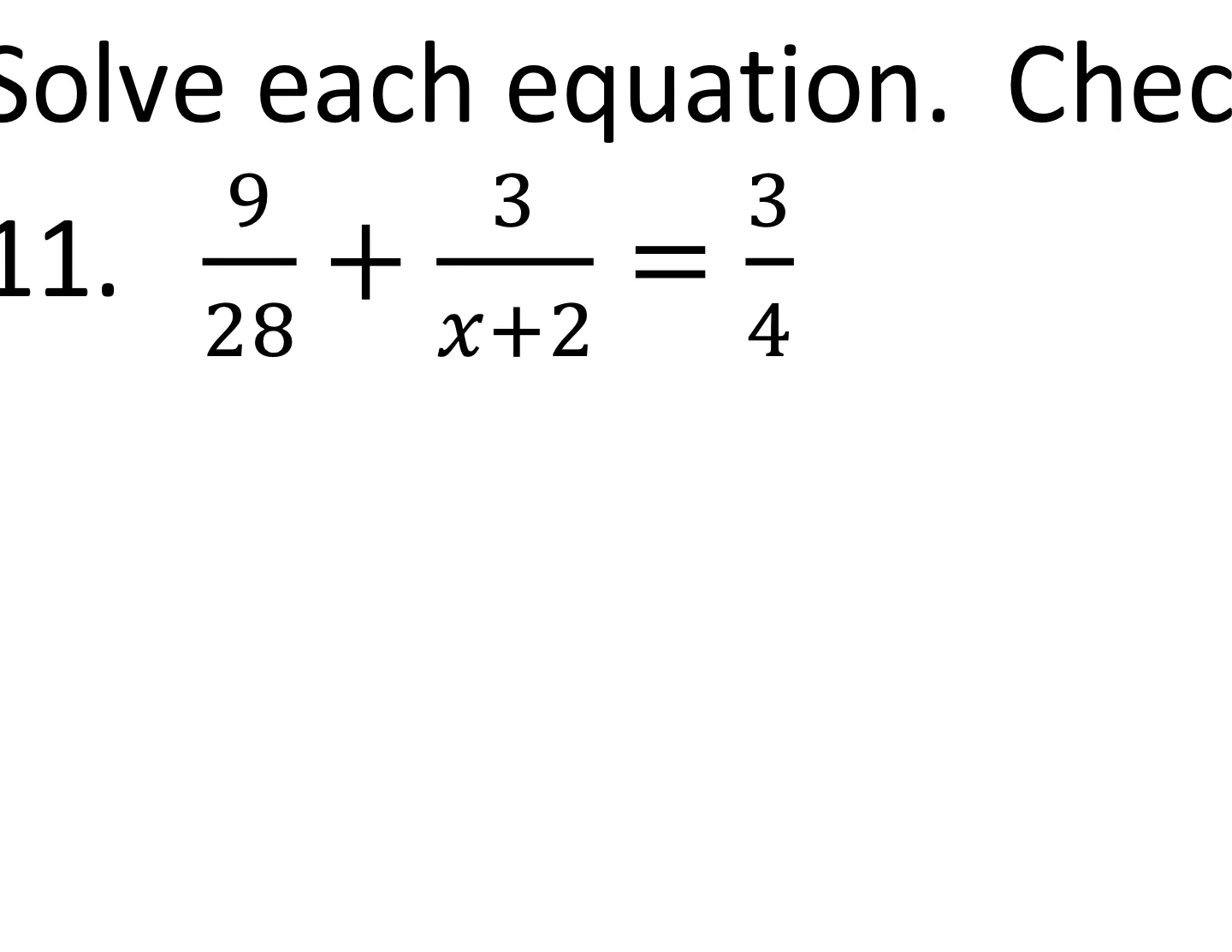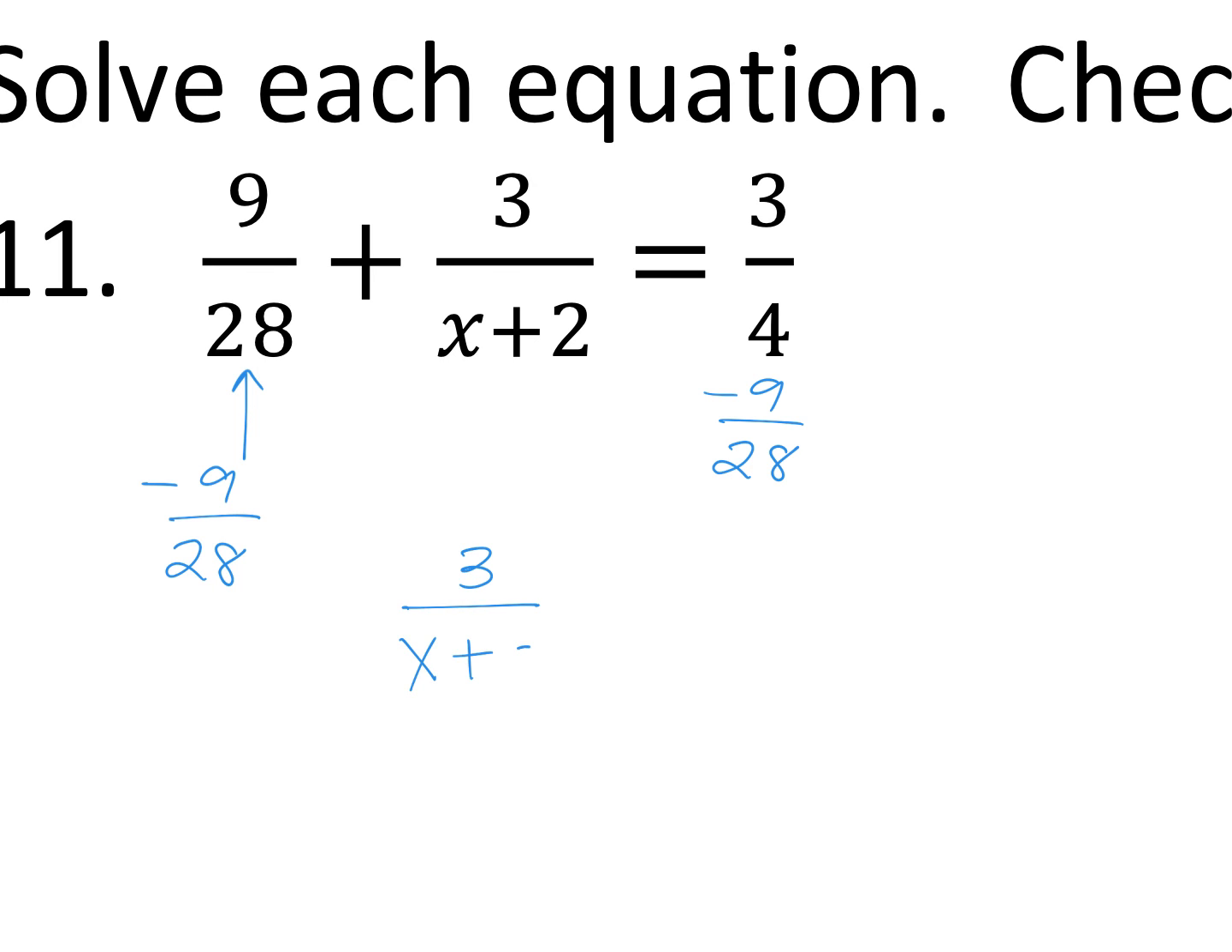Okay, so this one, if we're solving for x here, we want to get this guy out of there, right? Move him over. The goal is when you're solving for x, try to isolate x. Get it by itself. So if I take away 9/28, then take away 9/28. If I were you, I would plug that into your calculator. 3/4 minus 9/28. And then just turn it into a fraction. Your calculator will turn that back into a fraction. So 3/7 is what you get.